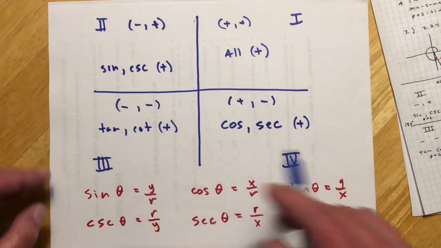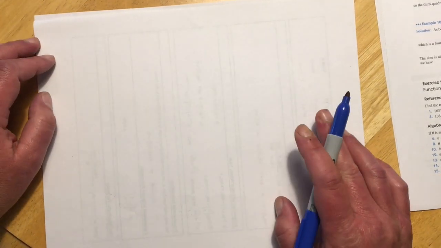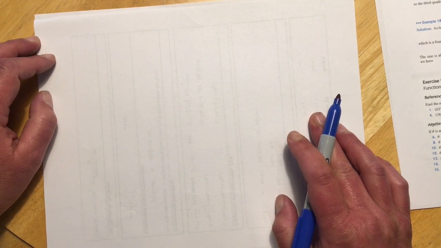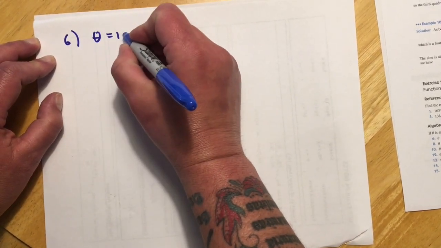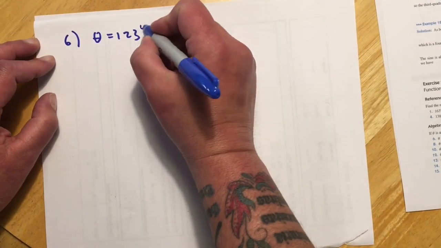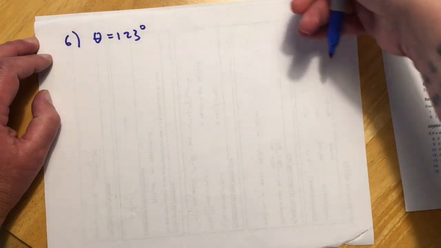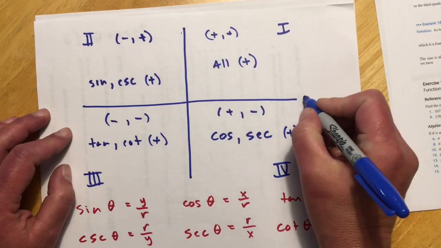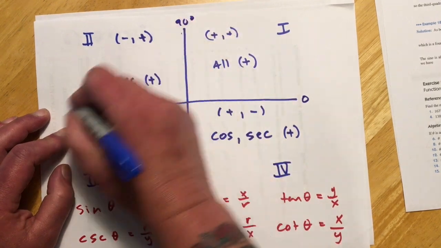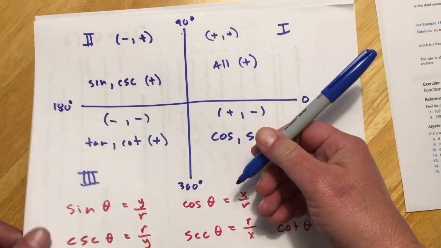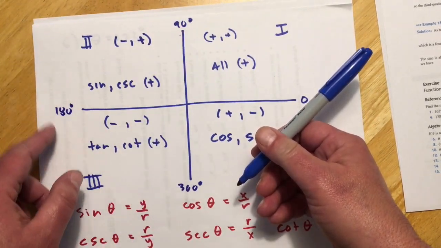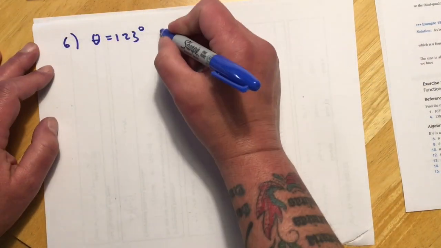So let me do some examples using this. This picks up with number 6. Let me read the directions here. If theta is an angle in standard position, state what quadrant its terminal side can lie in. So for number 6, we have theta is 123 degrees, and then we're just trying to figure out which quadrant that would be in. If we look back at this, it's 0, 90, 180, and 360. And so 123 is going to land in the second quadrant because it's between 90 and 180. So this would say quadrant 2.